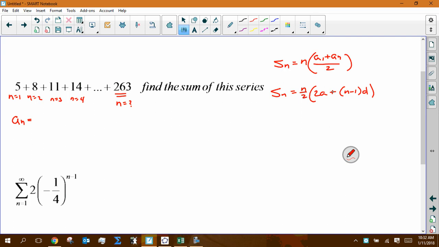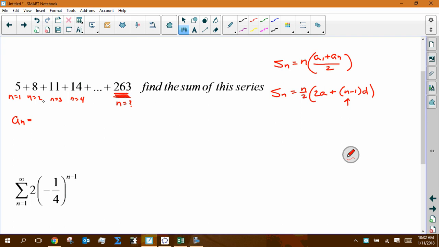Okay, either one of those formulas will work, but in both of them, you need to know n. If I'm finding the partial sum of the nth terms, I need to know how many things I'm adding together. If I can find n for the location of 263, it tells me how many things I'm adding together.